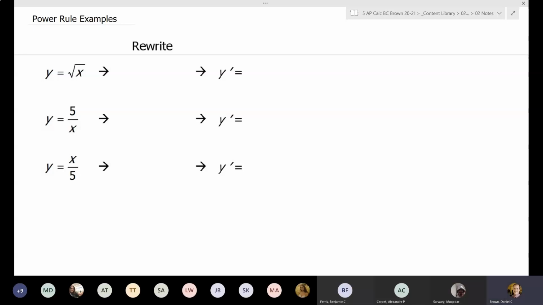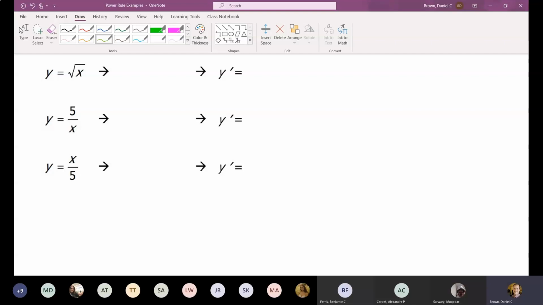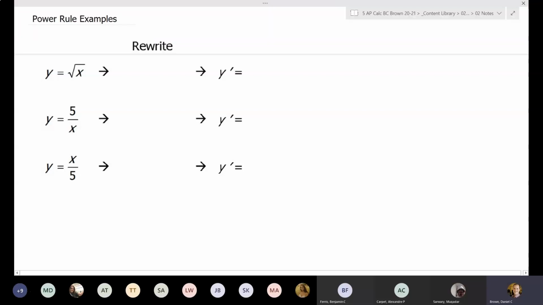This first one I have y is equal to the square root of x. That's technically going to be a power rule example, because how can I rewrite that problem to see the power? X to the 1/2. And then we can easily take the derivative, so the 1/2 is going to come down in front. Subtract 1, make sure you always subtract 1. 1/2 minus 1 is negative 1/2.